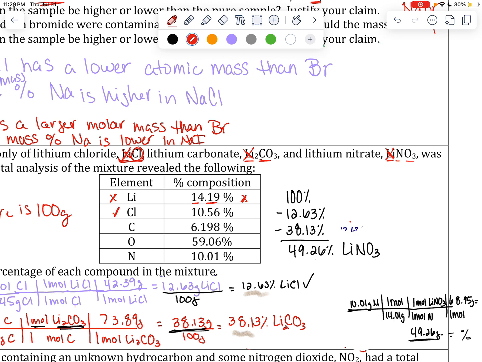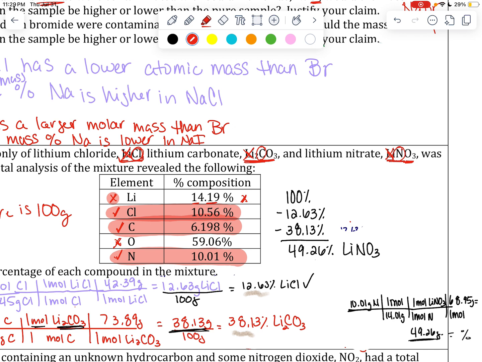In terms of lithium carbonate, carbon is very specific to this compound, so I can use carbon. I don't want to use oxygen because this 59.06% means that I have that much percent in both of these compounds, so I don't want to do that. And then nitrogen here is isolated for this compound. So I can use these percents, chlorine, carbon, and nitrogen, to determine how much of each compound I have in the mixture, because they are specific to each one of those compounds.